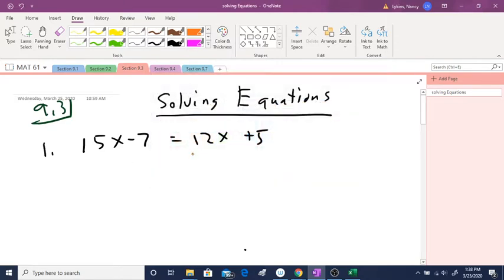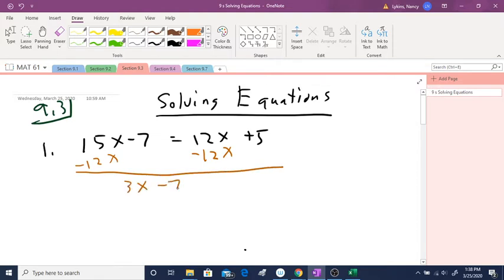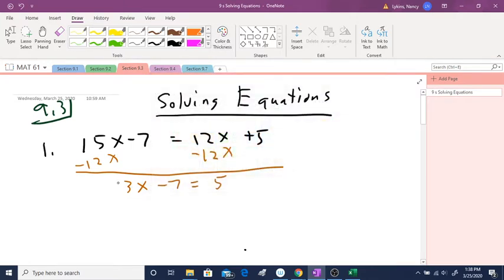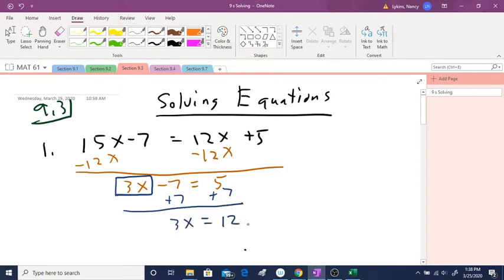So what I'm going to do is get rid of the 12x by subtracting it on both sides. And now you get 3x minus 7 equals 5. So from this point, I'm going to put a little box around the 3x, protect it, and I need to move this minus 7 over by adding it to both sides. You get 3x equals 12.